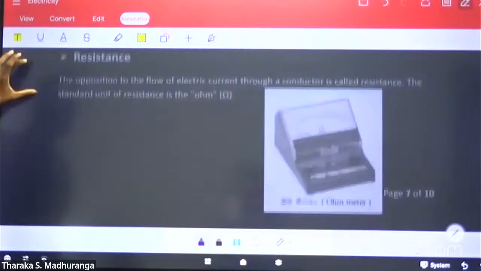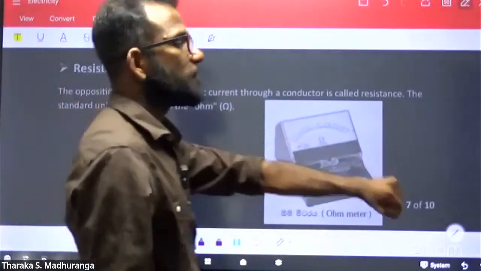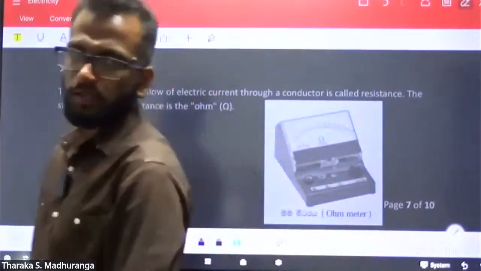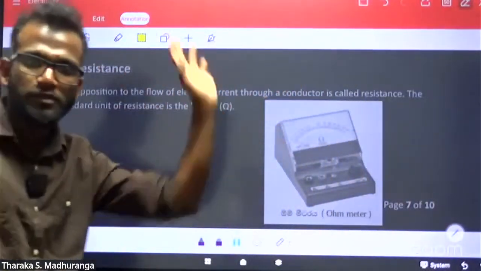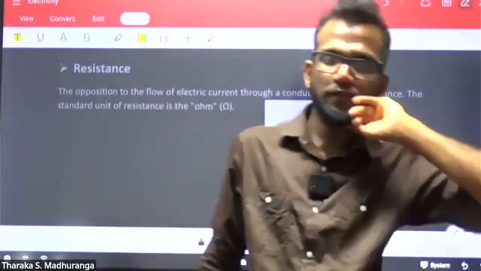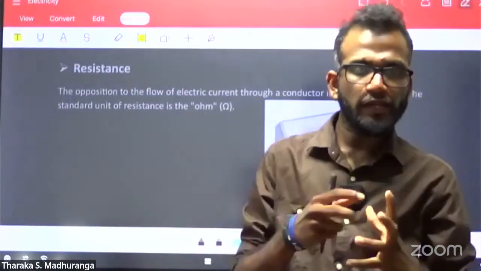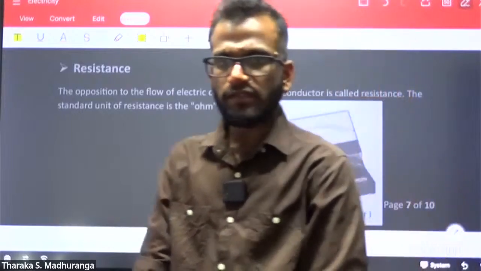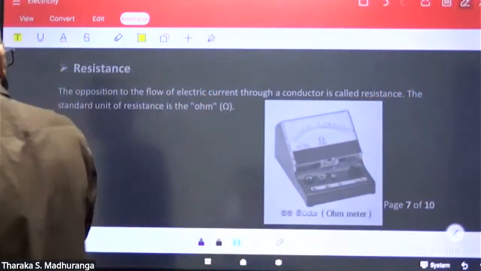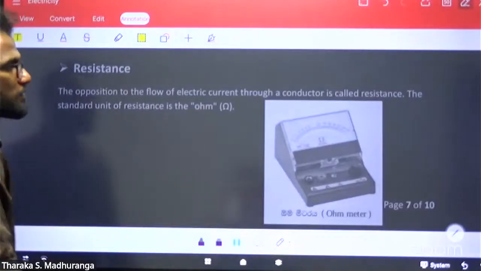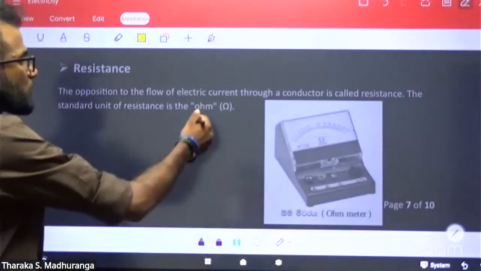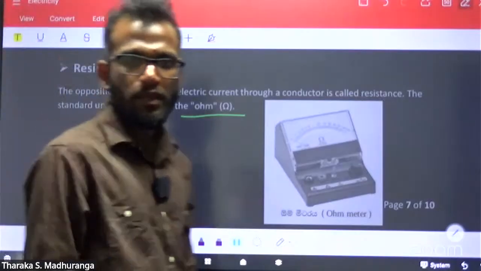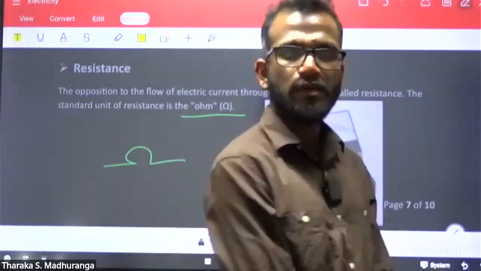Okay, then I have given about resistance. The resistance, the opposition to the flow of electric current, that is the opposition force. The opposition force to the flow of direct electric current, that we call resistance. The standard unit is ohm. This is the symbol, ohm, like a cap.